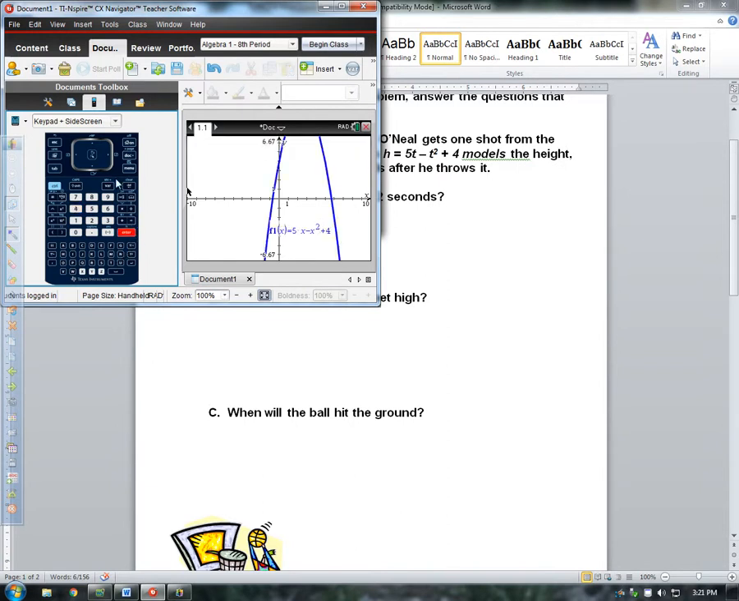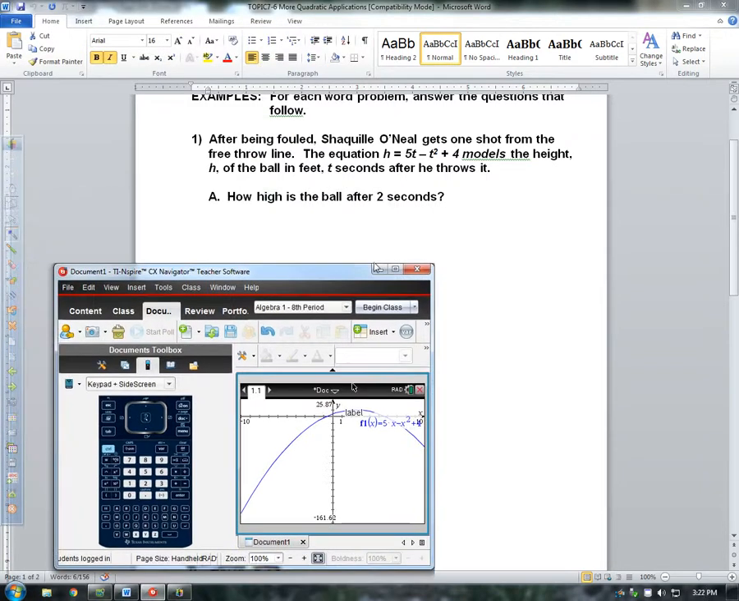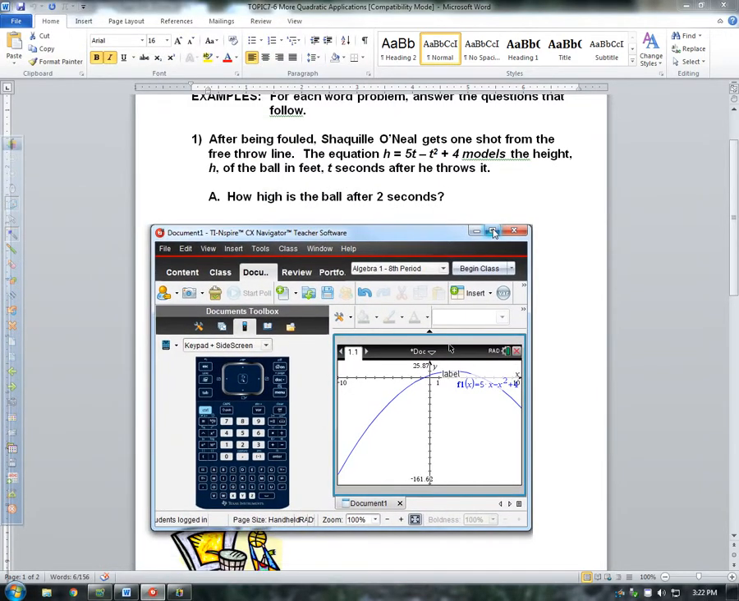So what I want to do is do my zoom fit so I can see everything about this parabola. There we go. Now, I want you to notice that our y-intercept is not at 0. That is because Shaquille O'Neal is holding the ball, so he's at least 4 or 5 feet up in the air, right? Okay, so moving along, it says, how high is the ball after 2 seconds?